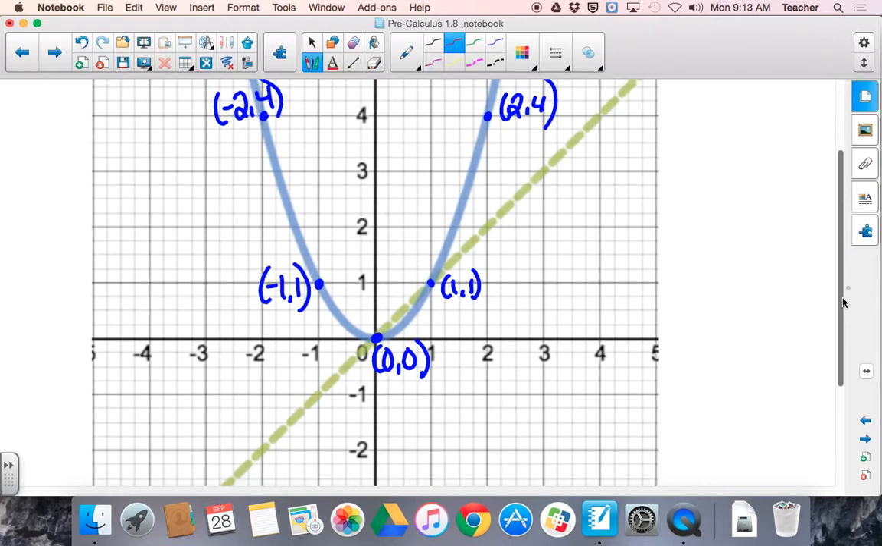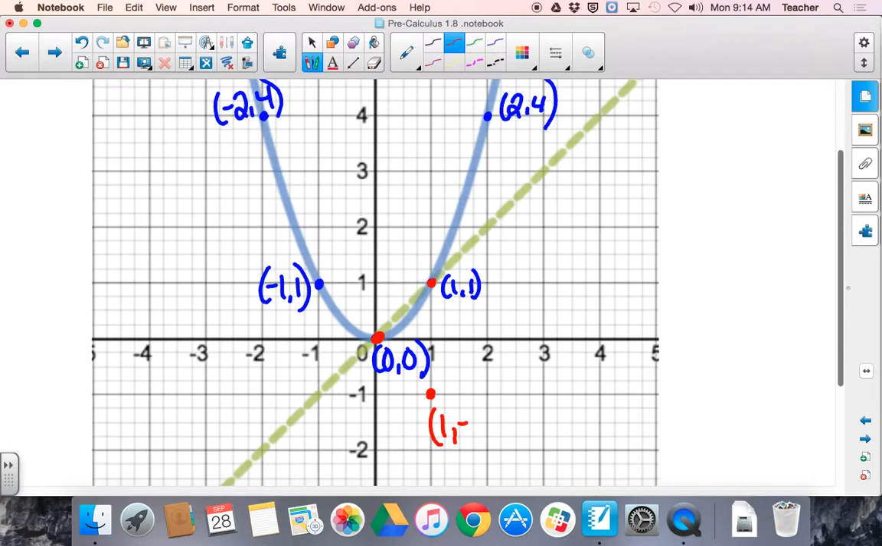Now what's going to happen is we are going to reflect my blue parabola over the line y equals x. What happens when we do this is we're basically going to flip-flop the x and the y coordinates of these key points. So when I flip-flop 0, 0, that's just going to stay 0, 0. When I flip-flop 1, 1, it's just going to stay 1, 1. But now, when I flip-flop negative 1, 1, it's going to become 1, negative 1.